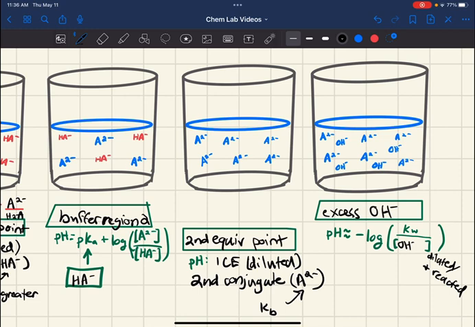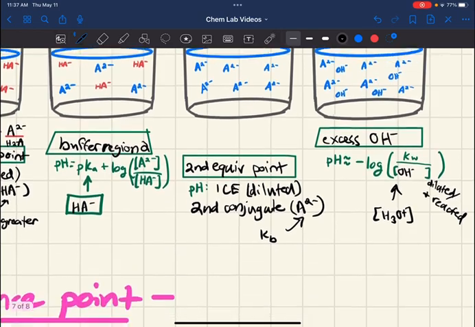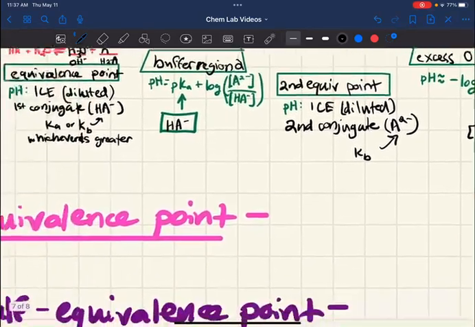So if we do Kw divided by concentration of hydroxide, that gives us concentration of hydronium, so that's why that's here. And negative log of concentration of hydronium is what gives you pH. So that's how we would determine pH at that point.